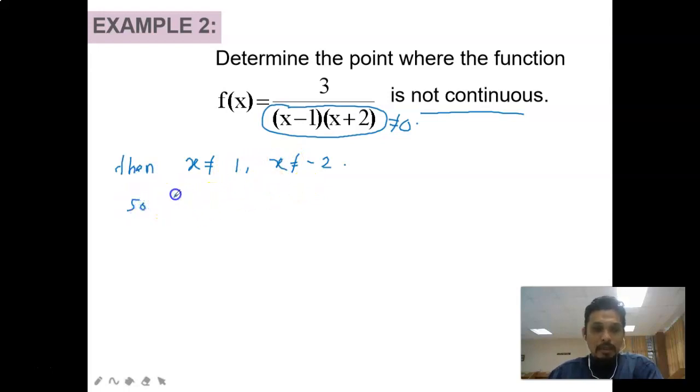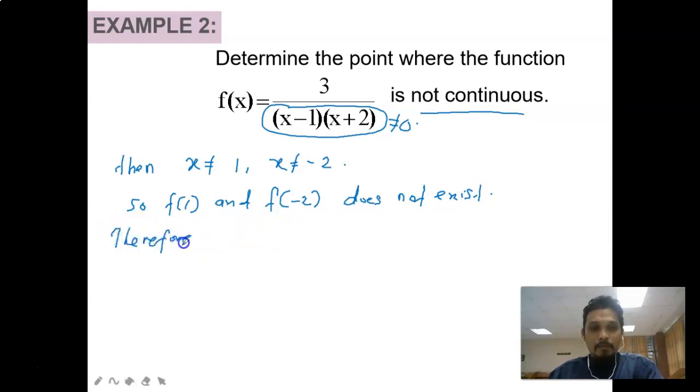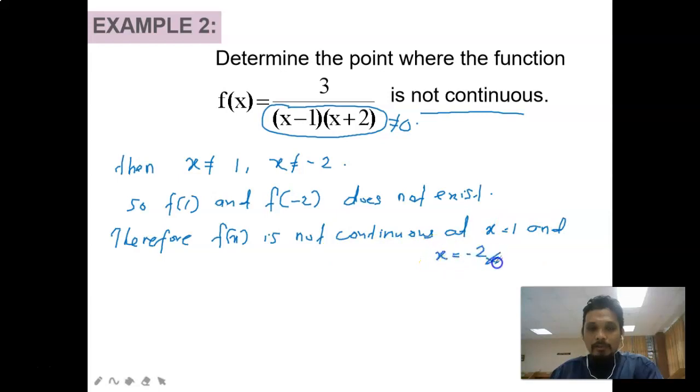So then f(1) and f(negative 2) do not exist. Okay, therefore f(x) is not continuous at x equal to 1 and x equal to negative 2.